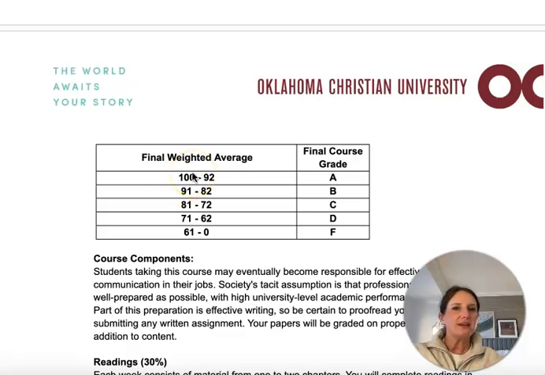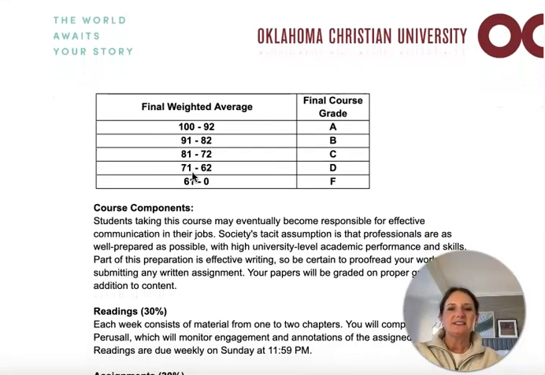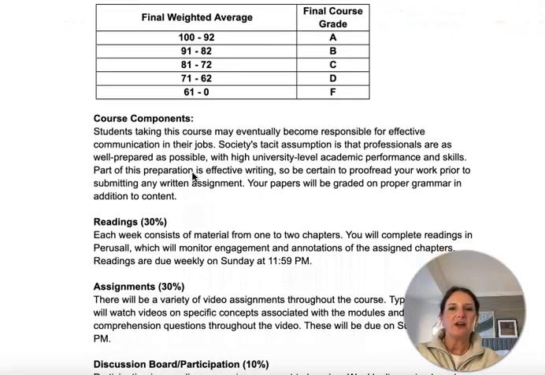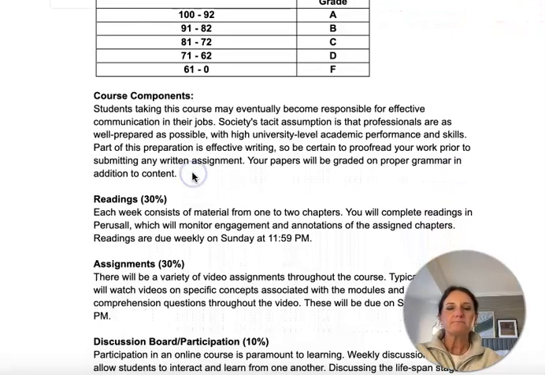You can get an A with a 90 in this course, so 90 to 100, 80 to 89, 70 to 79, and then 60 to 69. And a 59 and below will be a failing grade in this class.